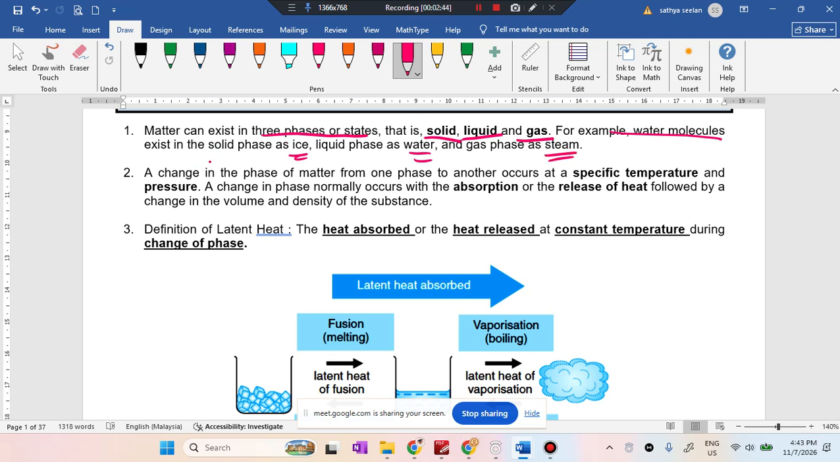A change in phase of matter from one phase to another, meaning from solid to liquid or liquid to gas and so on, happens at a specific temperature and pressure. Normally, they will absorb heat or release heat, followed by a change in the volume and density of the substance. This confirms the phase has changed. So now, what is latent heat?